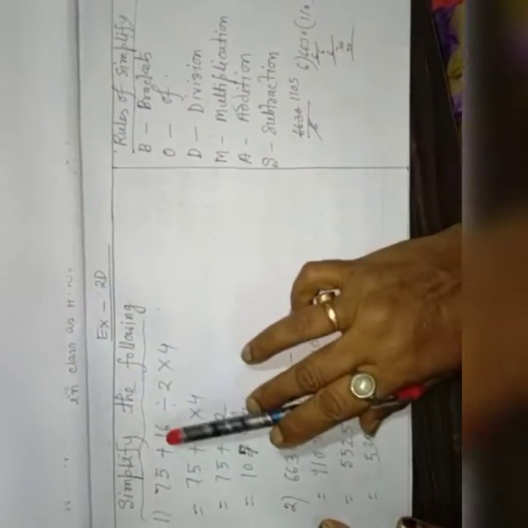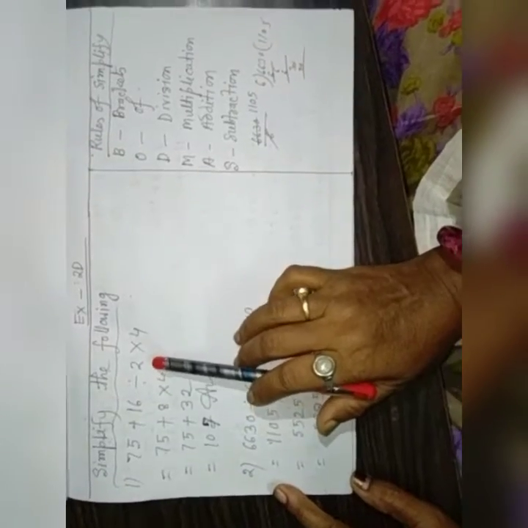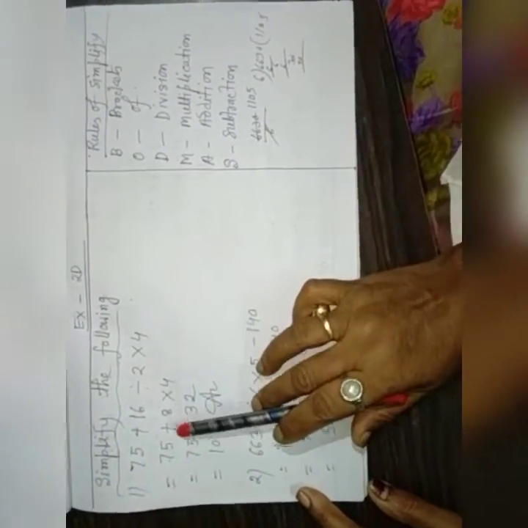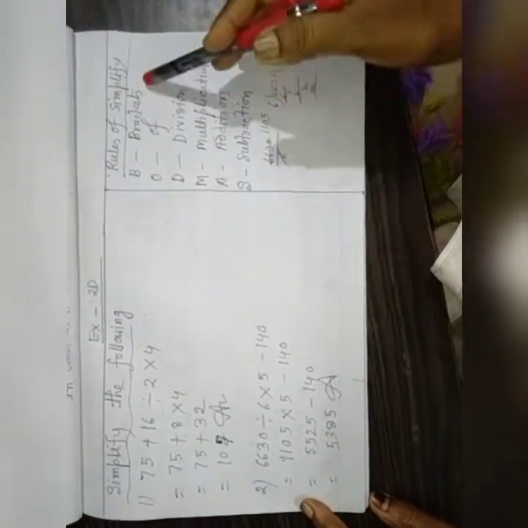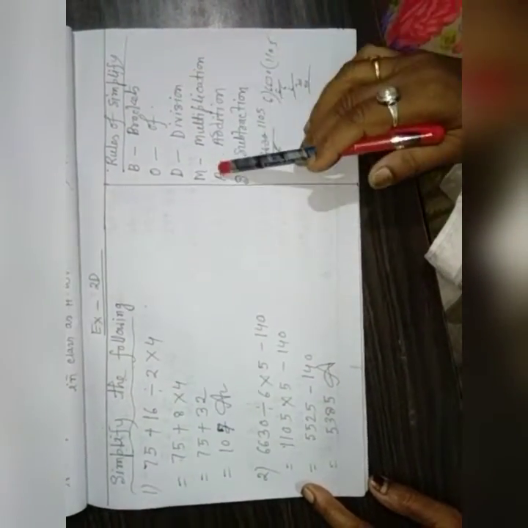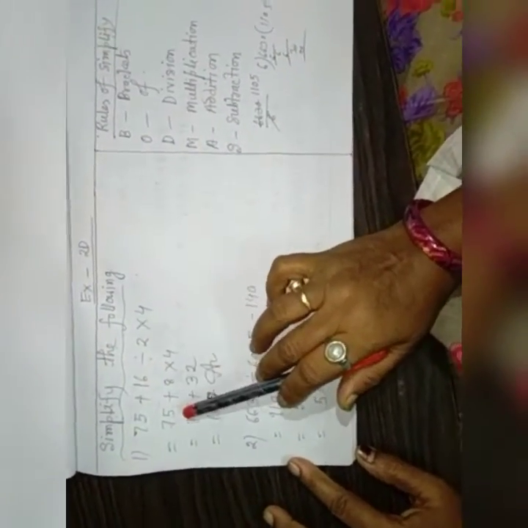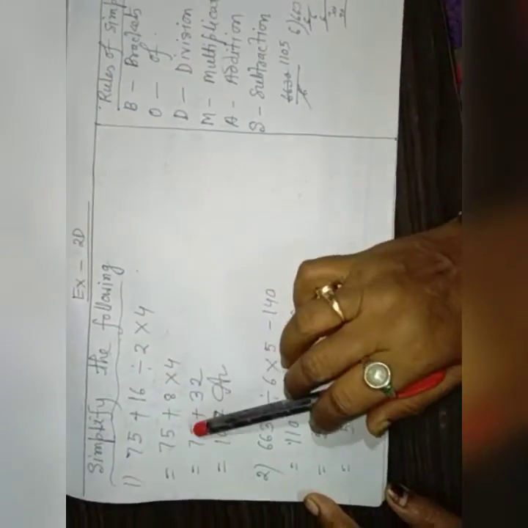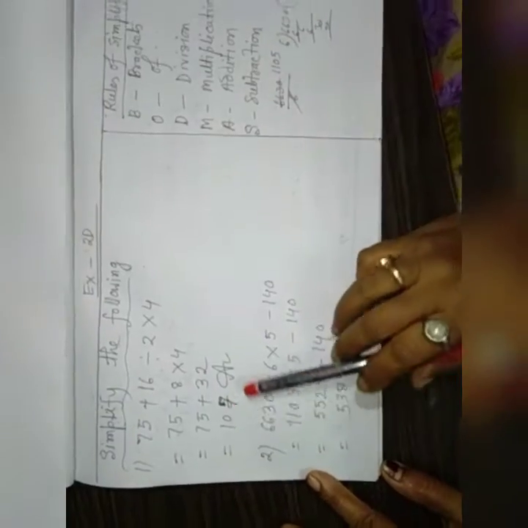Exercise 2D. Simplify the following. 1. 75 plus 16 divided by 2 into 4. This uses the rules of simplification, BODMAS: B brackets, O of, D division, M multiplication, A addition, S subtraction. So first of all we do the division. 75 plus 8 into 4, 75 plus 32, 107. Answer 107.